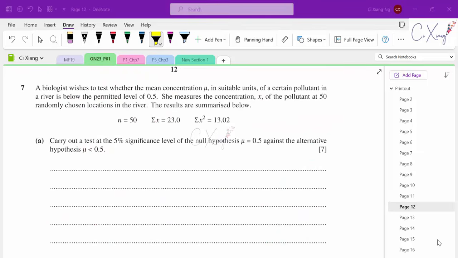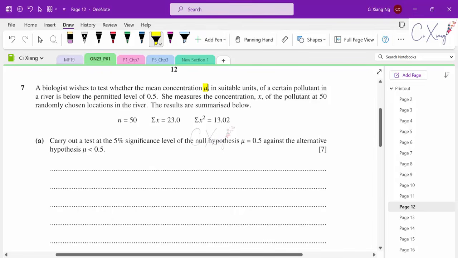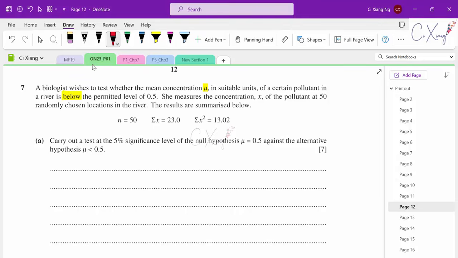Alright, so now we are at question number 7, which is the last question for this paper. The biologist wants to test whether the mean concentration mu, in suitable units, of a certain pollutant in the river is below the permitted level of 0.5. I think you need to highlight the keyword below. Why do we need to highlight this keyword? Below is one of the keywords to help us set up the alternative hypothesis later, because they want to test whether it is below the permitted level. What's the original permitted level? It is 0.5.